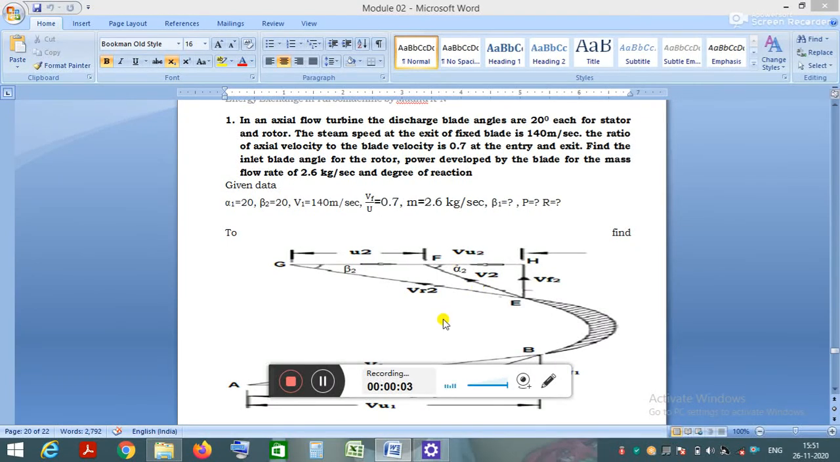Welcome to the session on turbo machine. In the last class, we completed the theory part on radial flow turbo machine. We discussed what is meant by radial flow turbo machine, what is the effect of blade discharge angle, what is the maximum blade discharge angle for a power generating turbo machine.